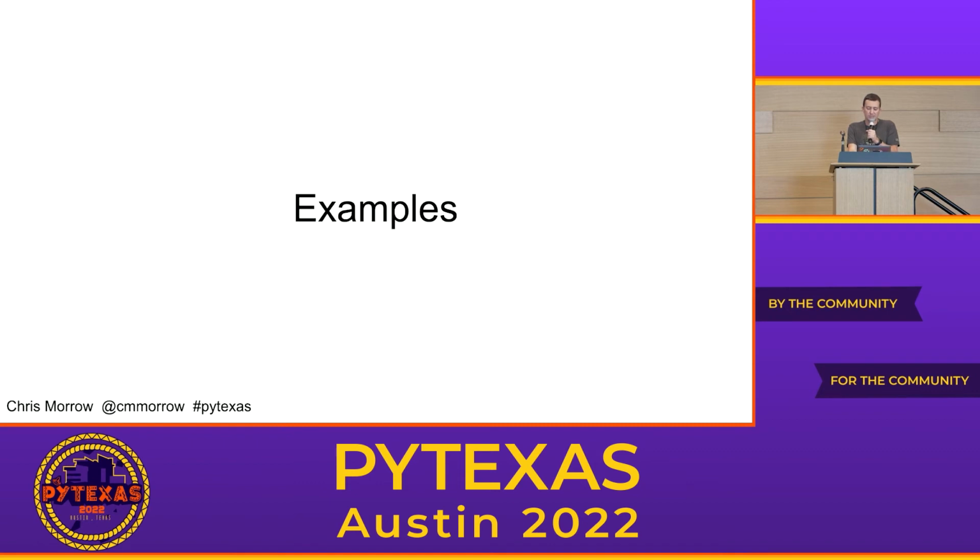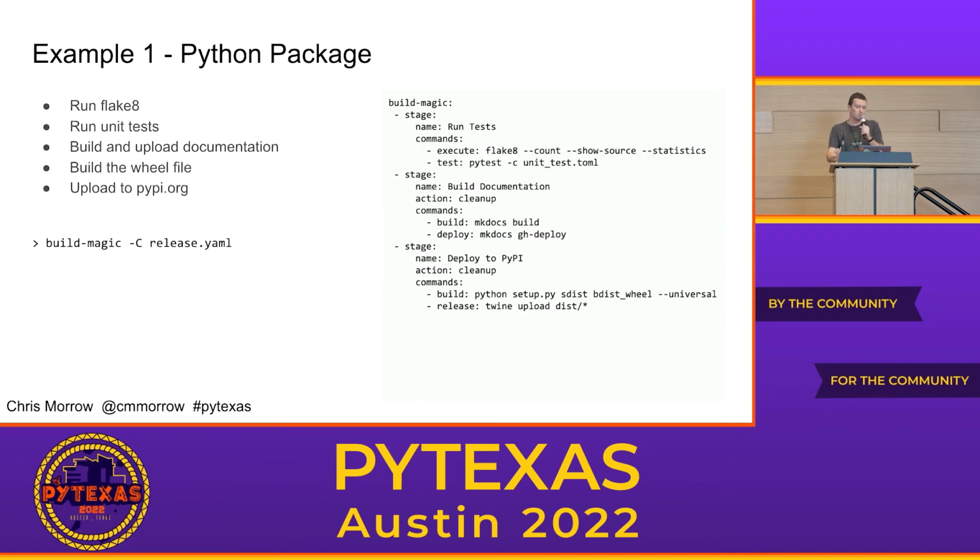Okay, so let's look at some examples of using this thing. So we can build a Python package using BuildMagic. In fact, this config file is the one that I actually use to build and distribute BuildMagic. So it builds itself. So it starts off by running Flake8. It runs unit tests. And then if all of that's passing, it will build the documentation, upload it to GitHub Pages, and then last it builds the wheel file and then uploads that to PyPI.